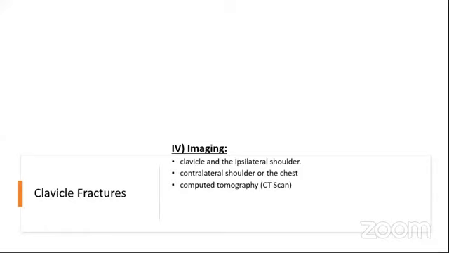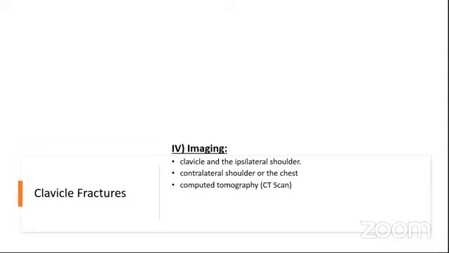So we start with the imaging. We make a clavicular view and a shoulder view, because maybe he has a head fracture of the humerus too. Sometimes you need to make an X-ray of the contralateral shoulder, or a chest or thorax AP view to exclude pneumothorax. Sometimes we need CT scans to diagnose the clavicle fractures or to exclude sternoclavicular dislocations and AC joint dislocation.